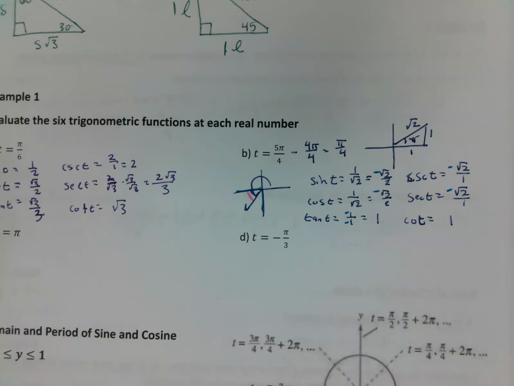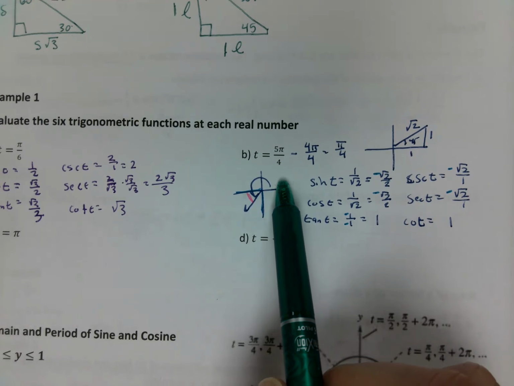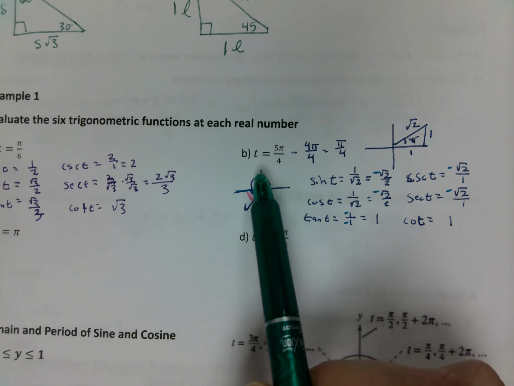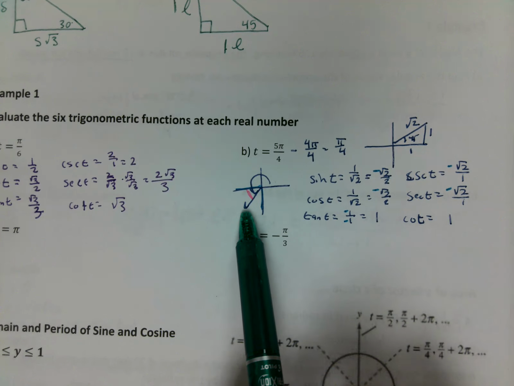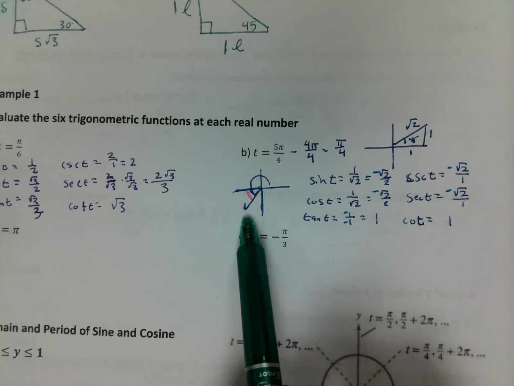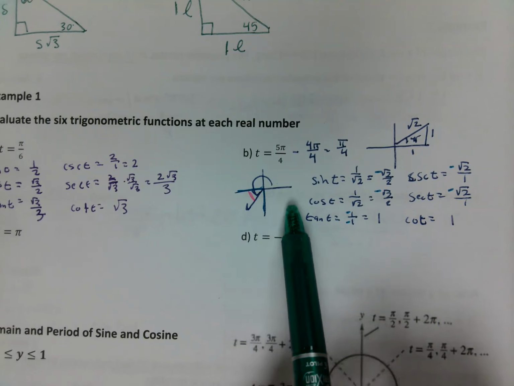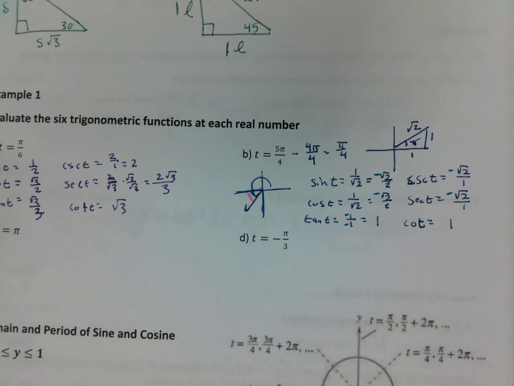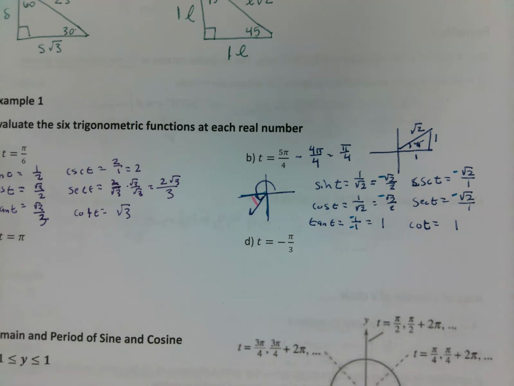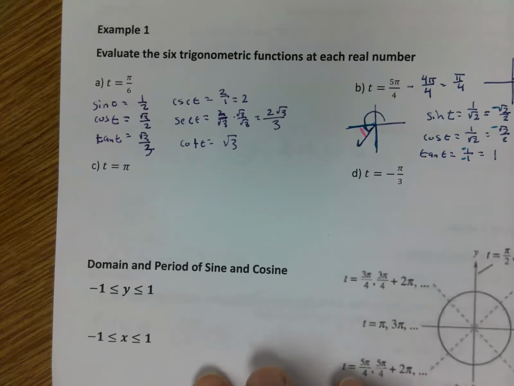Now, if you had trig before, there's a nice little saying: all sad turtles cry. So if you want to look at what's positive, in the first quadrant, all numbers are positive. In the second quadrant, only sine is positive. In the third quadrant, tangent is the only one positive, which we showed to be true. And the last, only cosine. So all sad turtles cry is a nice way to figure out which one is negative. So right now, I want you to try to do C and D by yourself.